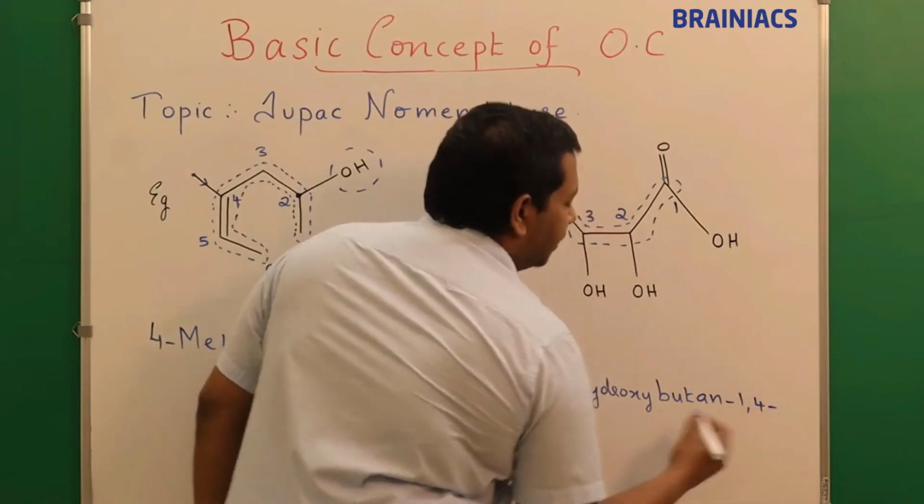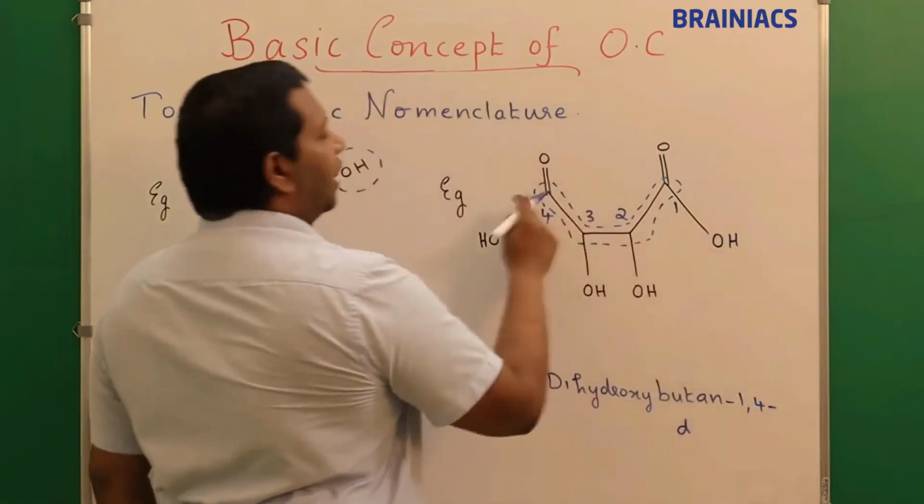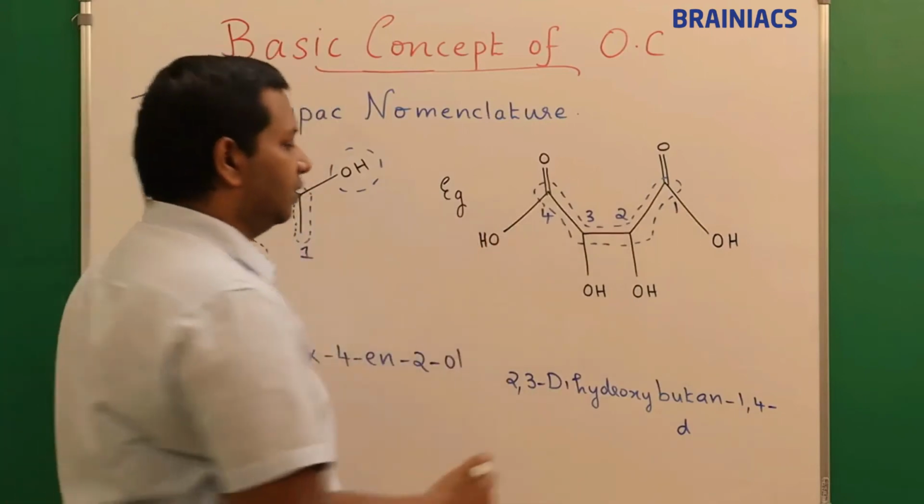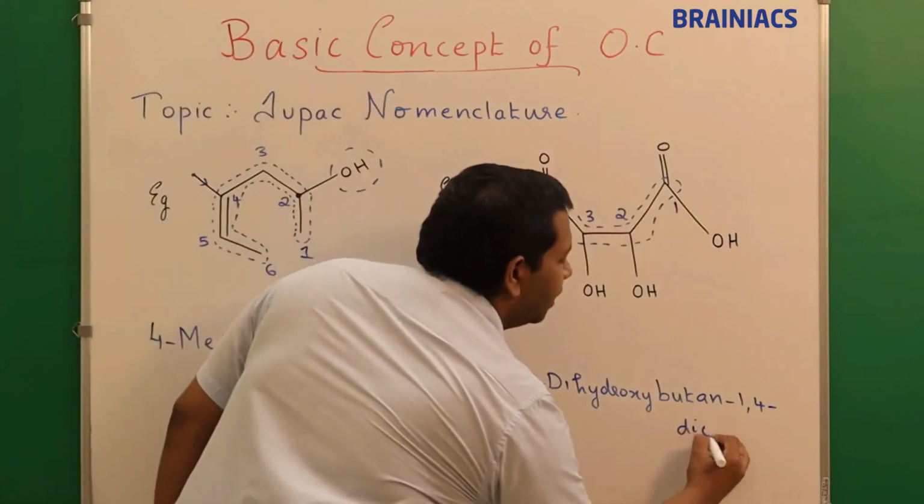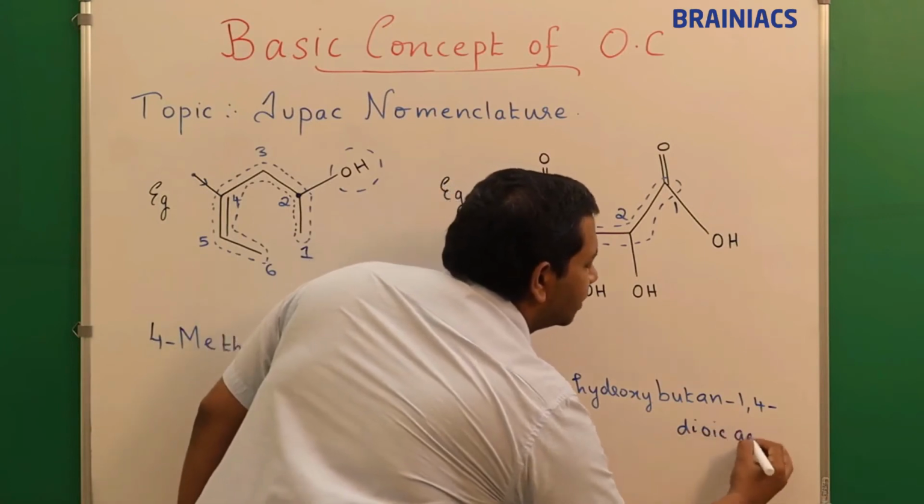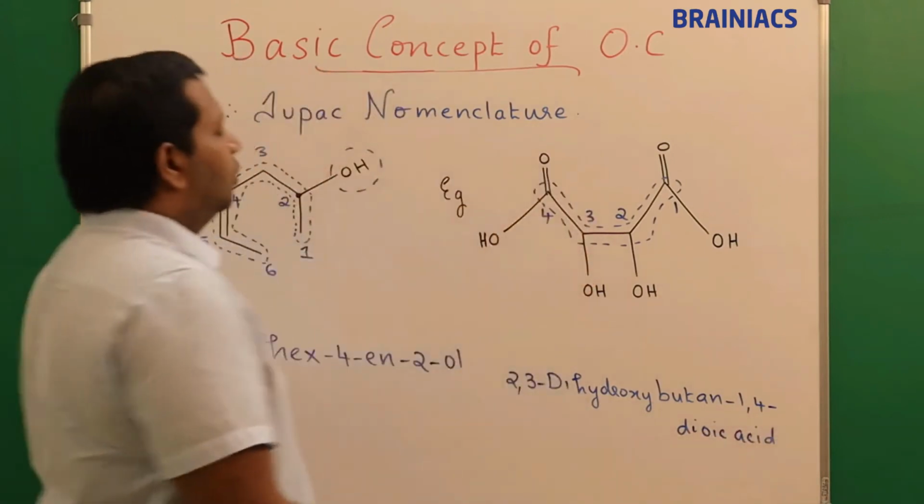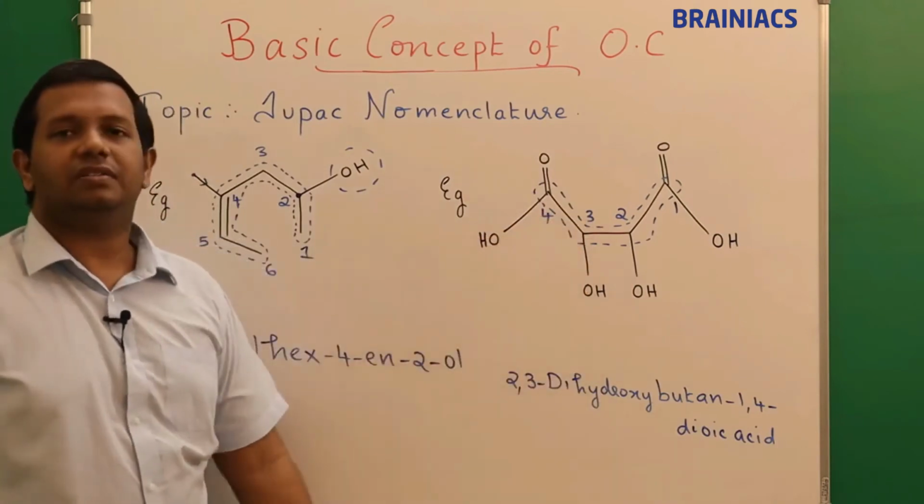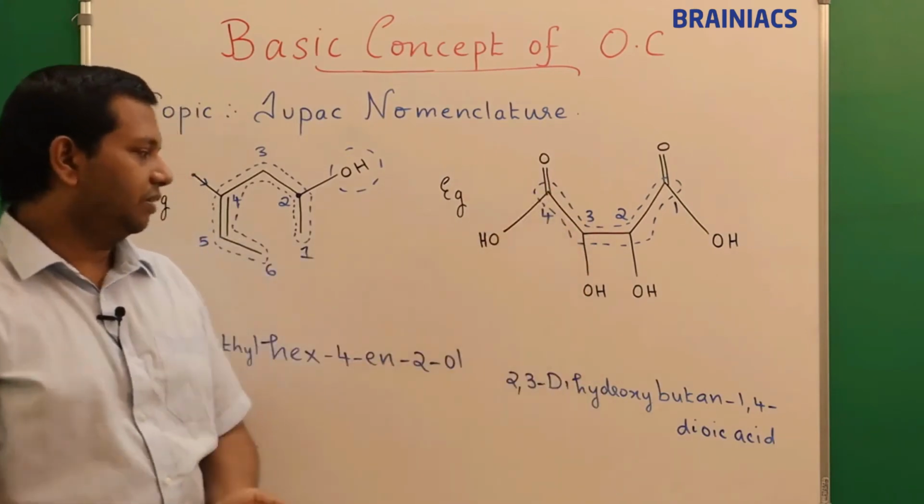Then again hyphen oic acid, but two COOH groups are there, so we use the term dioic acid. So it should be dioic acid. Super, right? So 2 comma 3 dihydroxy butane 1 comma 4 dioic acid is the IUPAC name of this one. Please analyze it, very easy.